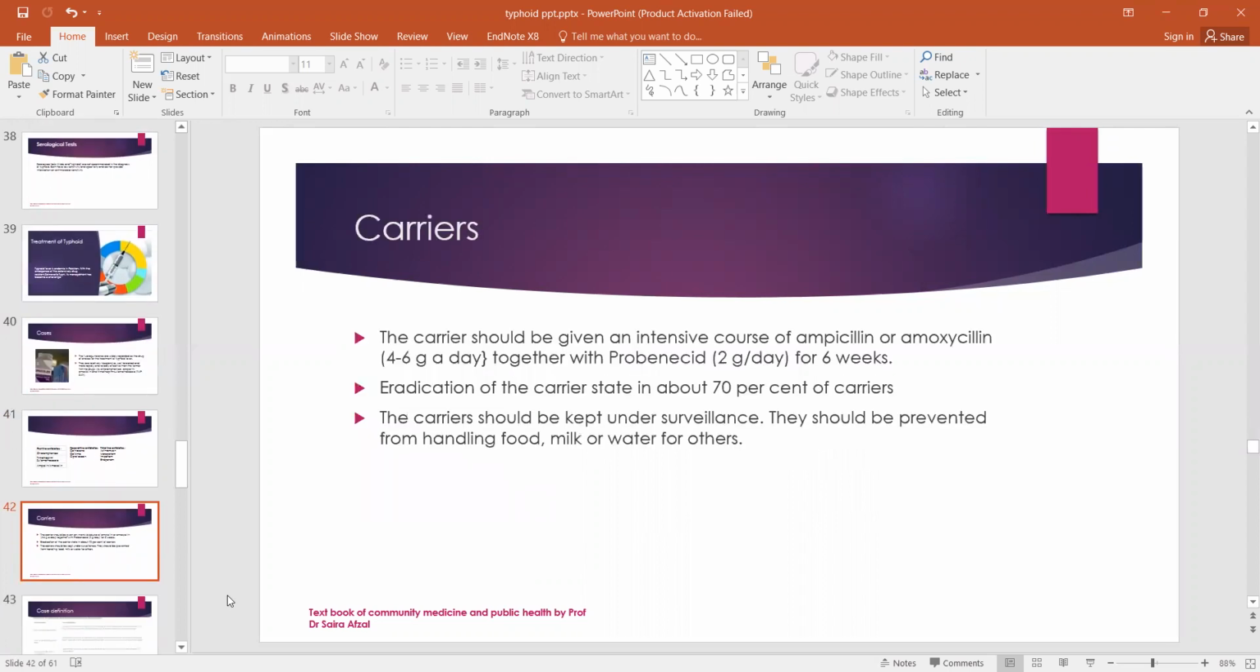The carriers should be given an intensive course of ampicillin or amoxicillin together with probenecid for 6 weeks. This eradicates the carrier state in about 70% of carriers. The carrier should be kept under surveillance. They should be prevented from handling food, milk, or water for others.